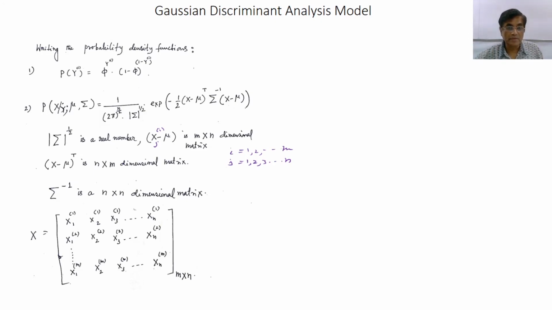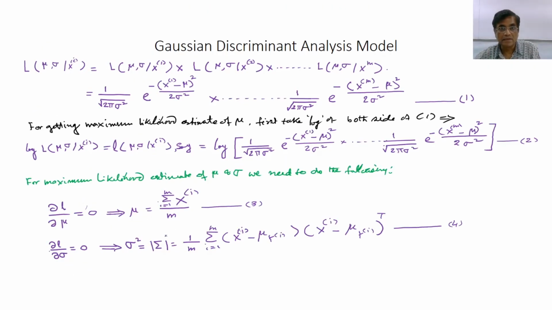So the mu dimension and this dimension should match. Okay, and sigma inverse is an n cross n dimensional matrix. So this is the multivariate normal distribution. This is how the multivariate normal distribution looks, and we'll use it for our GDA model.